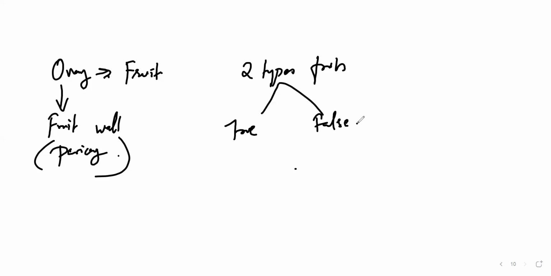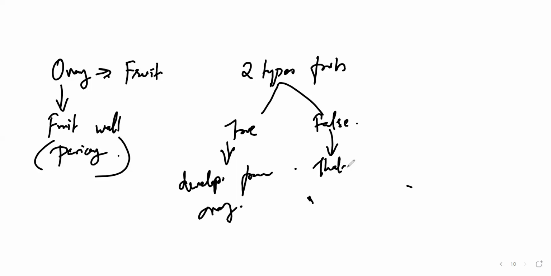So true fruits means what? That particular fruit is only going to develop from the ovary only. Develops from ovary. So what is false fruit? In this false fruit, the thalamus also plays an important role in the development of the fruit.